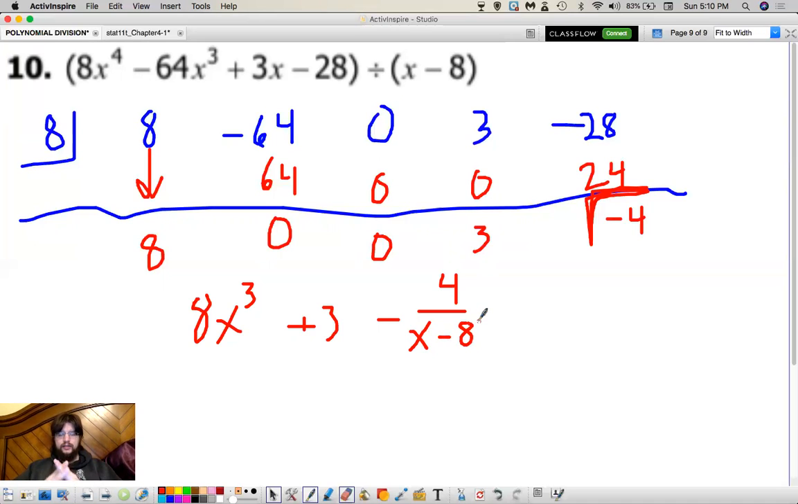That, my friends, is long division and synthetic division for polynomials. Again, synthetic division will work for any binomial. You just have to put whatever makes that binomial 0 in the box here. Long division always works. Take the remainder, put it over your divisor. That's it. That's all you have to remember.